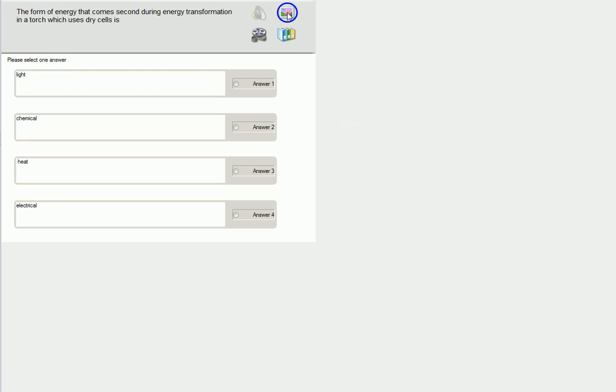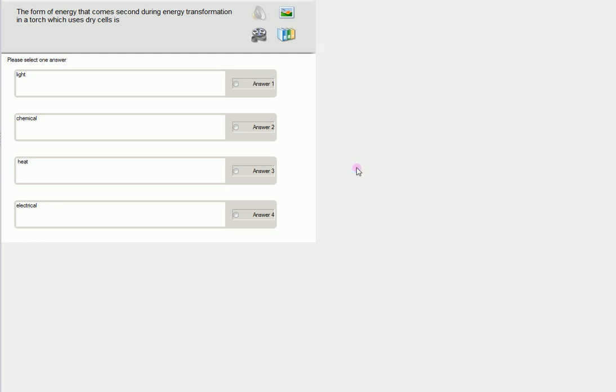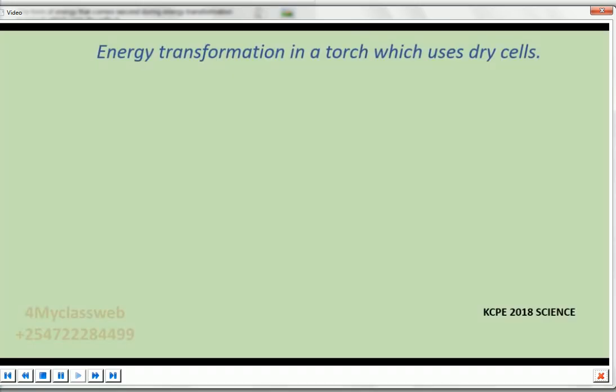One thing, the candidate was supposed to remember how a torch looks like, and when the torch has got dry cells in it, it is going to produce light. Now, to understand how energy transformation will take place in a torch, we are going to use a clip here. Energy transformation in a torch which uses dry cells.